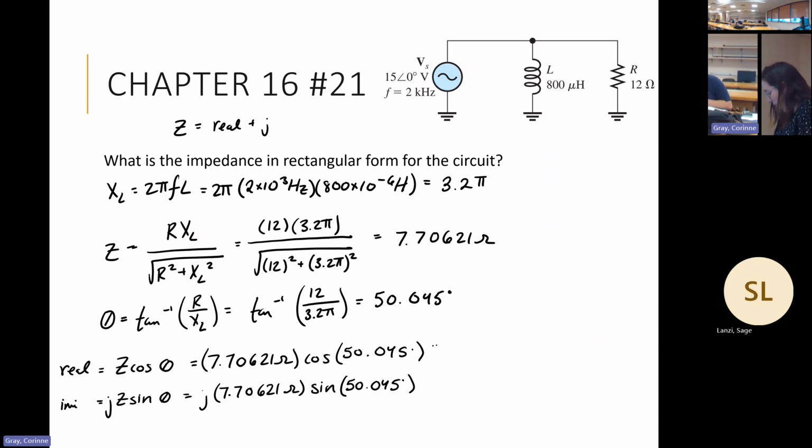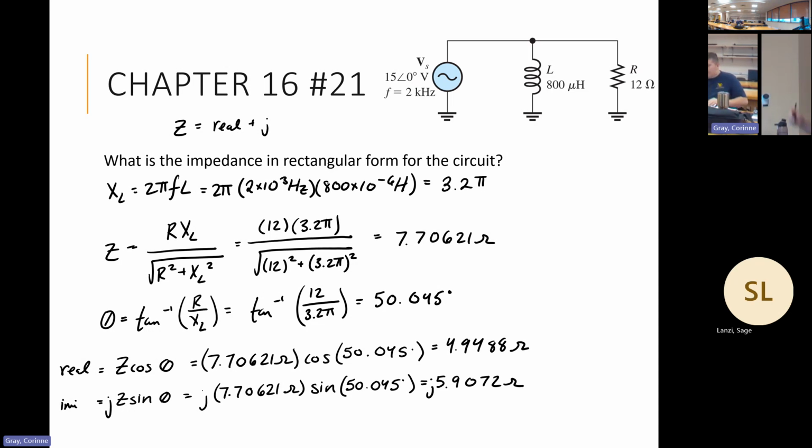So for the real component, I got 4.9488 ohms. And for my imaginary, 5.9072 ohms. Oops, forgot my J there. So going through and writing this out and rounding it to 3 sig figs, I'm going to find that my impedance in rectangular form is going to be 4.95 plus J5.91, and that is all measured in ohms.